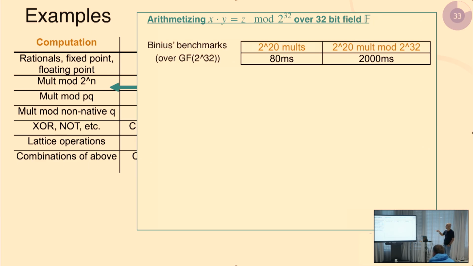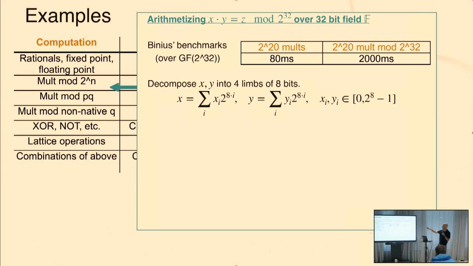But how does this actually work? Let's look at an example. First of all, I'll start with benchmarks. Binius is this proof system that works over fields of characteristic 2, and they have these benchmarks where they show that they prove 1,000,000 multiplications over this field, so multiplications of this field, not multiplications mod 2 to the 32, in 80 milliseconds, and then they prove 1,000,000 multiplications modulo 2 to the 32 in 2 seconds, which is more than 20x the native multiplications of the field.